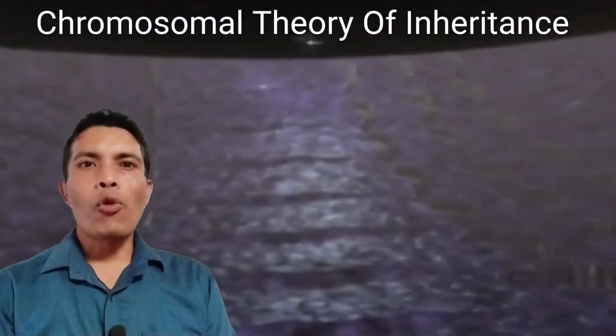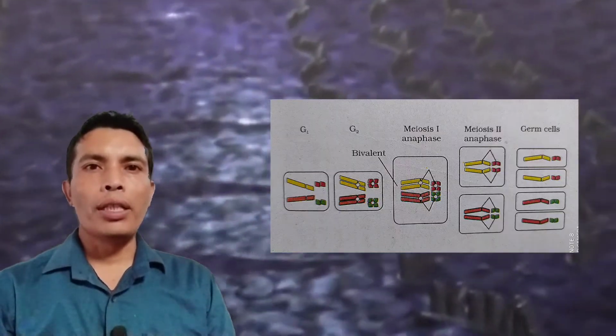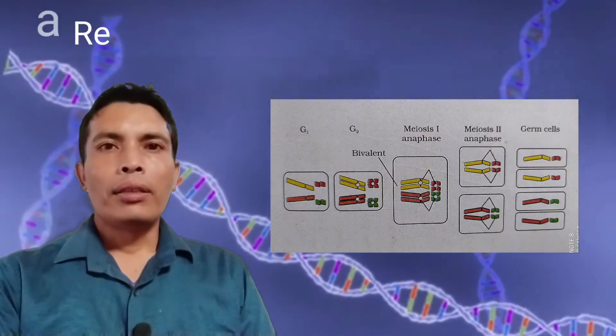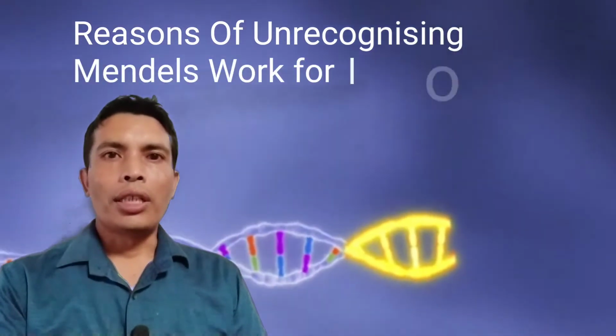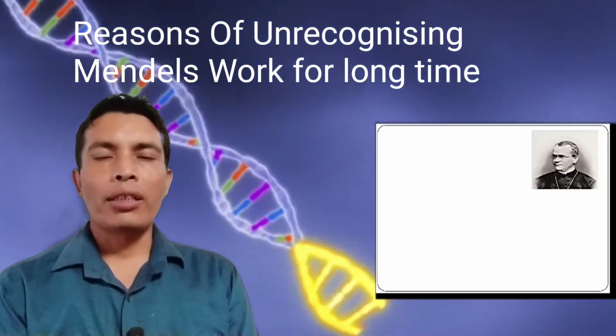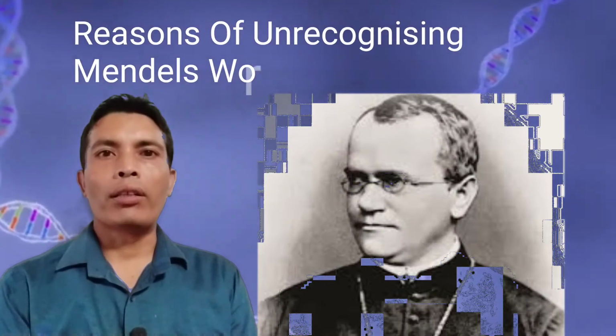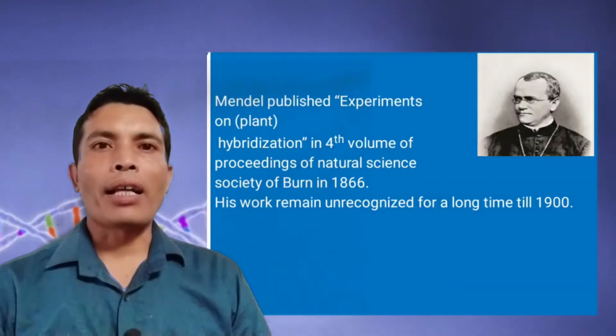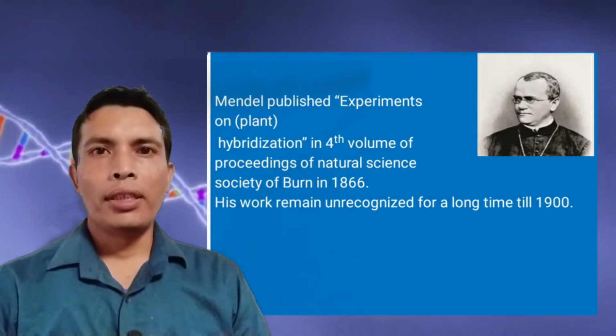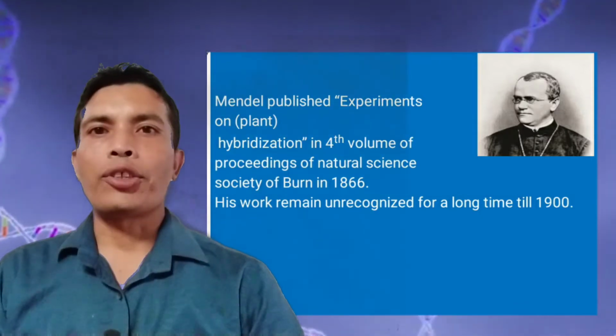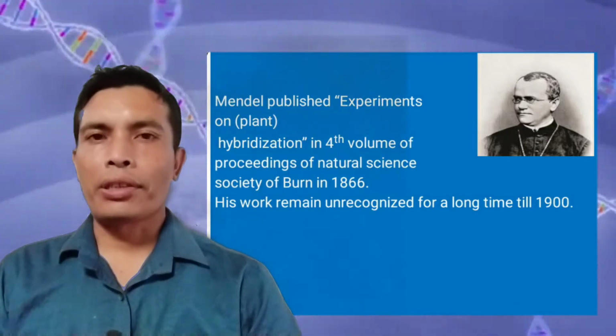Okay, now we have chromosomal theory of inheritance. Before we know what the chromosomal theory of inheritance tells us about, let us find out the reasons for the long neglect of Mendel's work. Mendel published experiments on plant hybridization in the 4th volume of Proceedings of Natural Science Society of Bern in 1866. His work remained unrecognized for a long period of time till 1900.